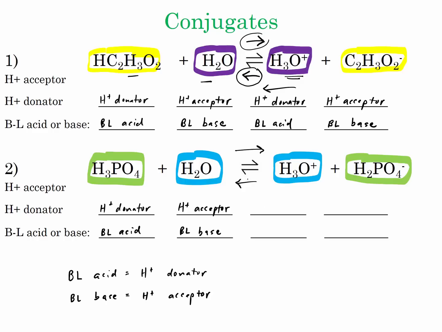And then going right to left, where this is our before and this is our after, this was accepting a proton from the hydronium. So this is our Bronsted-Lowry base. And the hydronium ion is our donator. So this is our Bronsted-Lowry acid.